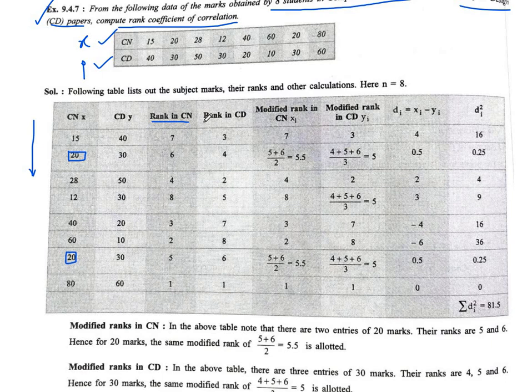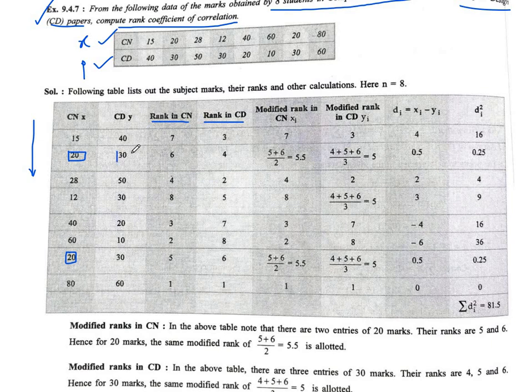Similarly, we have to do it for the CD. So these are the CD values. We have to find out the maximum value in CD. So 60 is the maximum value, so this is 1. After that we have 50, then after that the 40, 30.